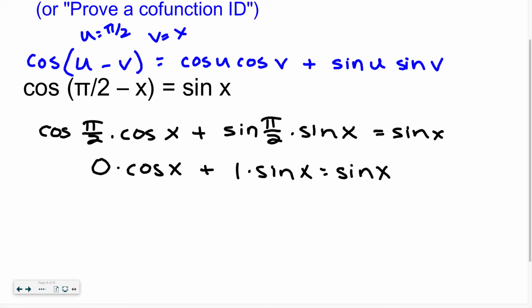We've got another quadrantal angle, right? Pi halves is at the positive y-axis. Ordered pair 0, 1. So the cosine is 0, the sine is positive 1. 0 times cosine is 0. 1 times sine is sine. So we can say sine x equals sine x. Did we prove it? Sure enough, both sides are equal.